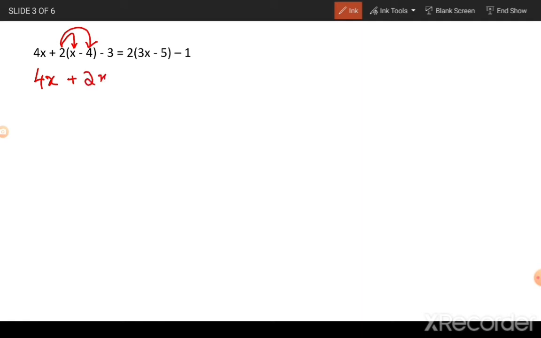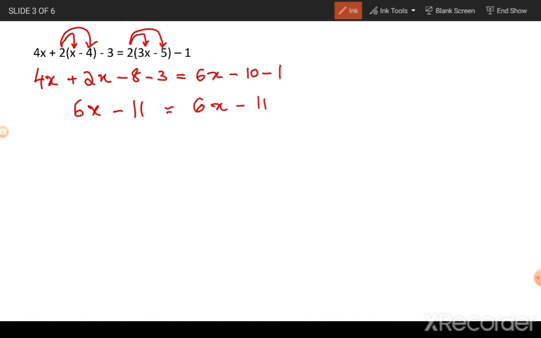So 2 times x is 2x, and 2 times minus 4 is minus 8, minus 3 is equal to, on the right hand side again you have 2 multiplied by 3x minus 5 in brackets. So that's 2 times 3x as well as 2 times minus 5. So 2 times 3x is 6x, and 2 times minus 5 is minus 10, minus 1. Now if you notice, this will come up to be 6x minus 11 on the left hand side, and 6x minus 11 on the right hand side as well, that is on LHS as well as RHS.